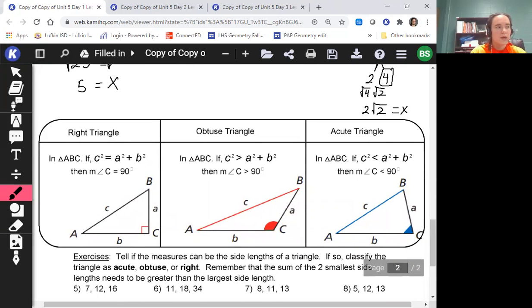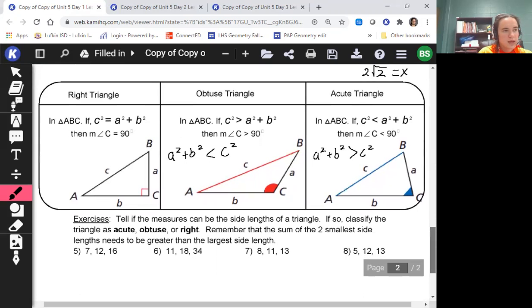Next up, we have the converse of Pythagorean theorem. Anytime you have a right triangle, you know a squared plus b squared equals c squared. That's what we've been dealing with. That's what you've learned already. When you have an obtuse triangle, your c squared is going to be greater. So that's a squared plus b squared is less than c squared. So c squared is larger. Opposite of that, if we have an acute triangle, a squared plus b squared is going to be greater than c squared. That c squared is going to be smaller.